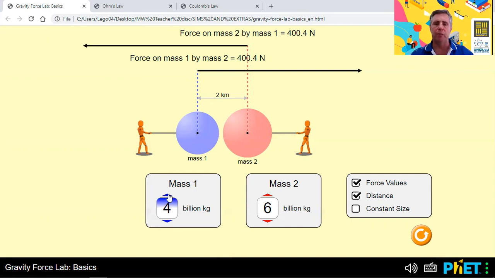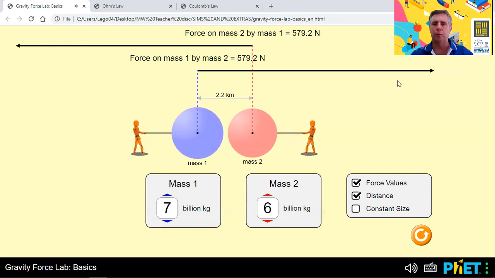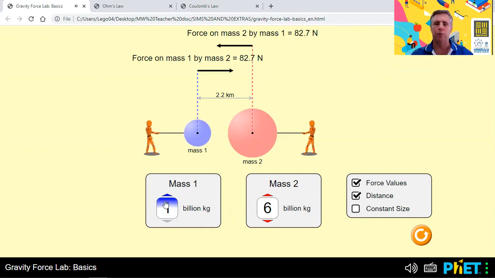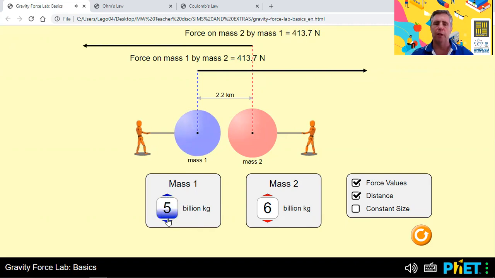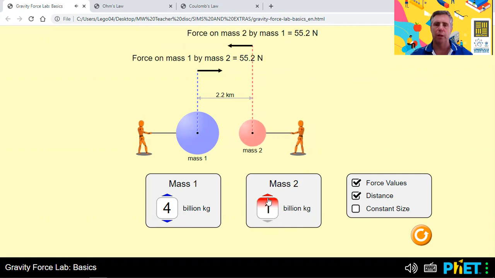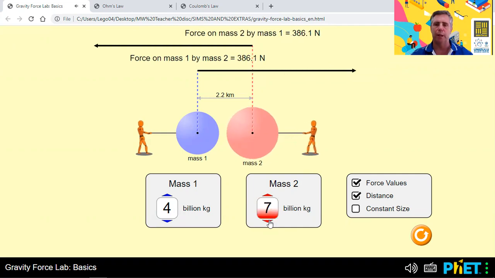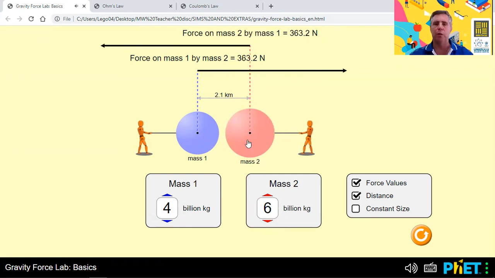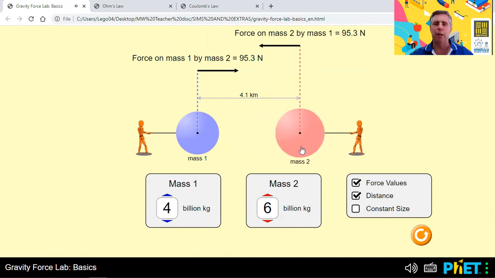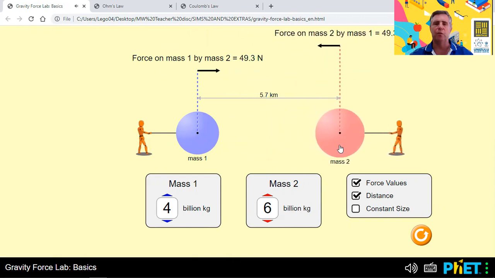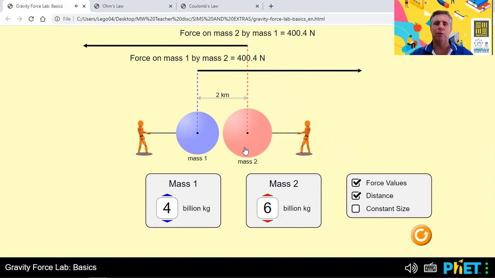Now, I can increase the mass of mass 1, and you can see that the force gets bigger, both by the number and the arrow. If I make it smaller, the force gets smaller. So clearly, the force is directly proportional to mass 1. Similar for mass 2, if it gets smaller, the force gets smaller. If it gets bigger, the force gets bigger. So it's directly proportional to mass 2. When we look at the distance apart, we see something different. When they get further apart, when we increase the distance, the force gets dramatically smaller. When we decrease the distance, the force gets much bigger.